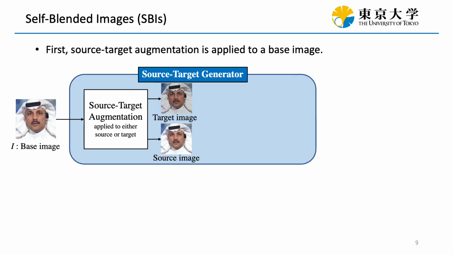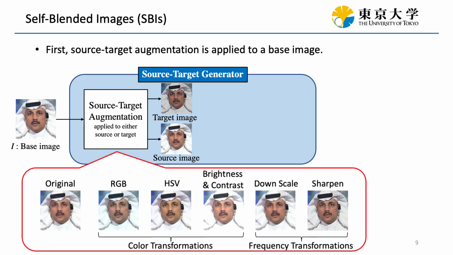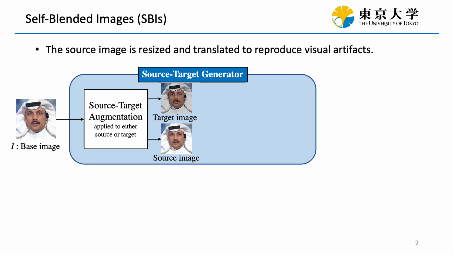Here, we detail the generation pipeline of our self-rendered images. First, source-target augmentation is applied to a base image. We adopt 5 image augmentations which are classified into color transformations and frequency ones, as shown in the figure. After the augmentation, the source image is resized and translated to reproduce landmark misalignment and visual blending boundary.